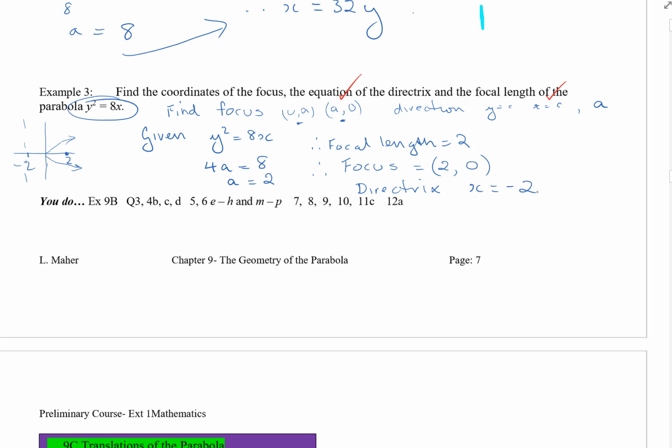And then the directrix will have its equation, it's a vertical line going through -2, x is equal to -2. So I guess that's an example of where you're given the equation, and from that you're getting the physical dimensions and features of the parabola in terms of its focus and directrix. You should be right to start exercise 9b.